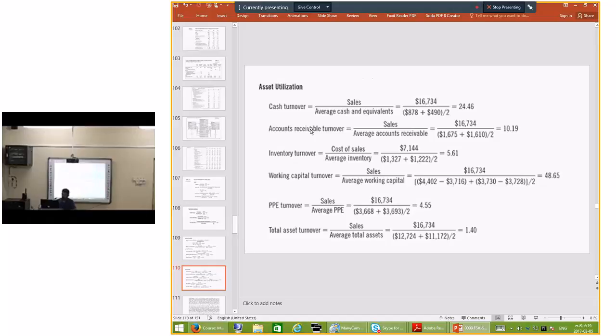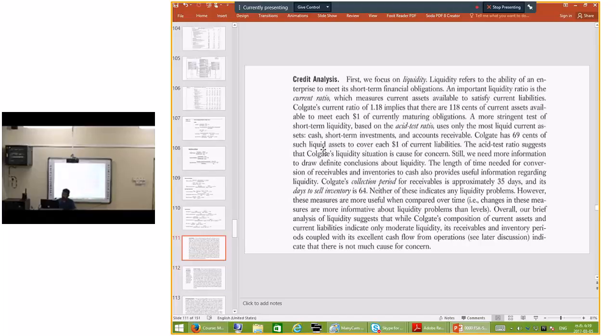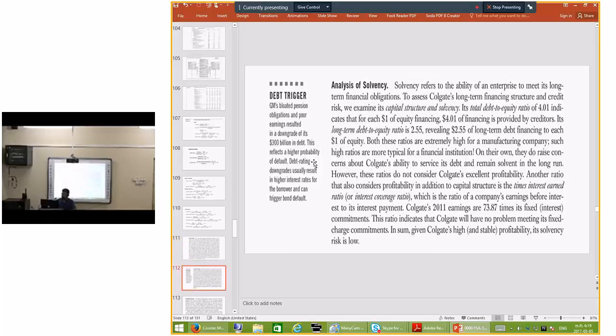Then there are a number of additional ratios here. Then other descriptions on this credit analysis, how to use these ratios to analyze this credit and liabilities, right? Here, analysis of solvency, short-term and long-term solvency.